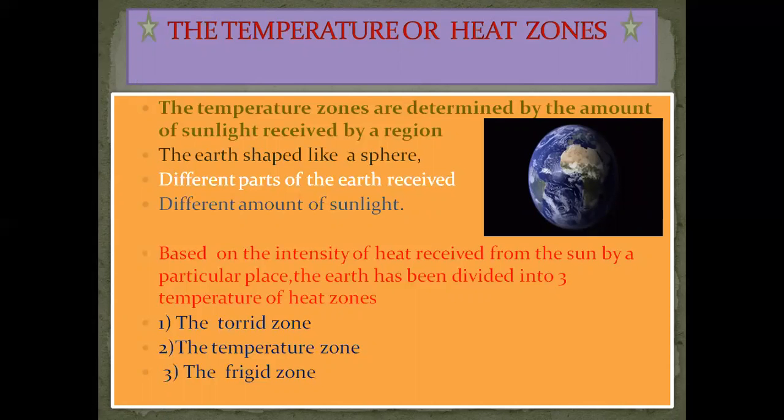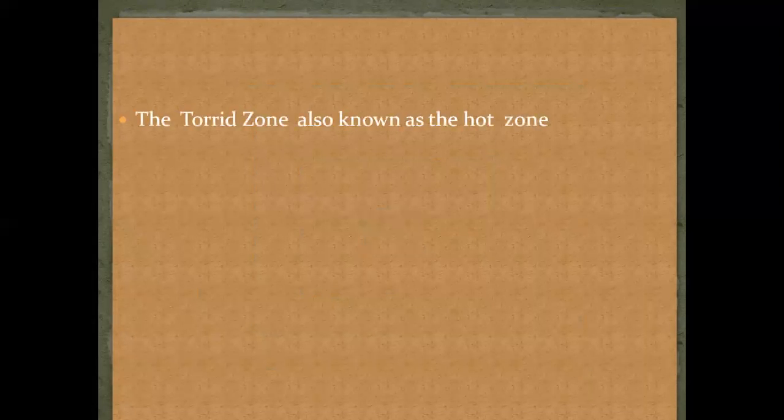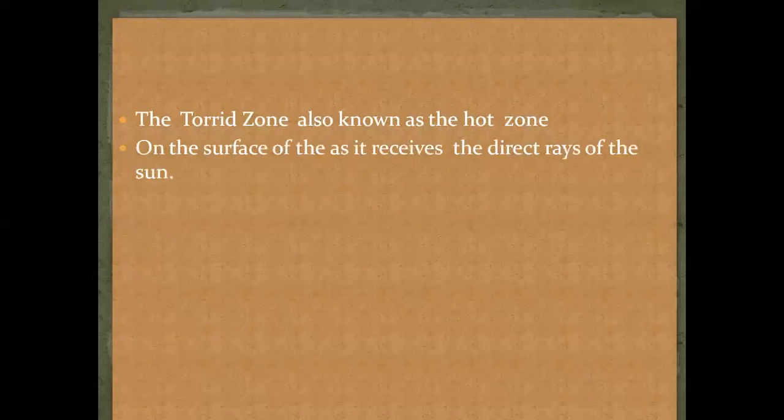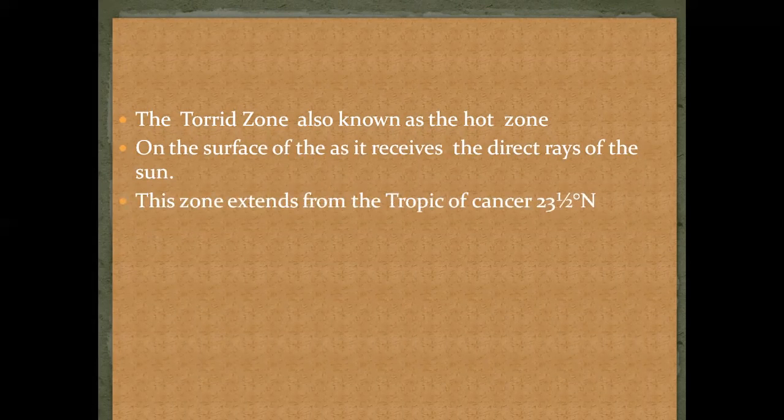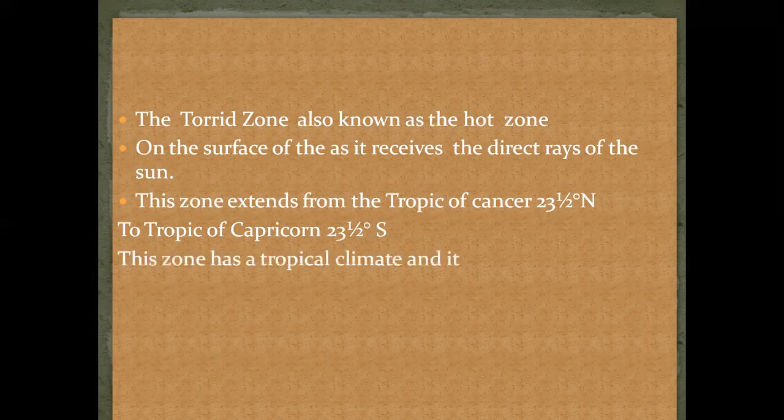Now we have to learn one by one what each is and where it is. First point, the torrid zone. The torrid zone is known as the hot zone. Why do we call it the torrid zone? It is a hot zone because the surface of the earth there receives the direct rays of the sun.